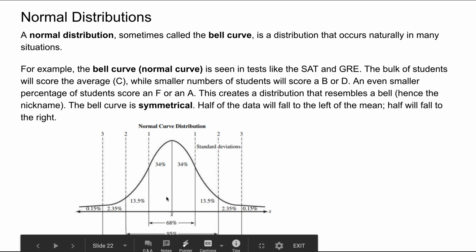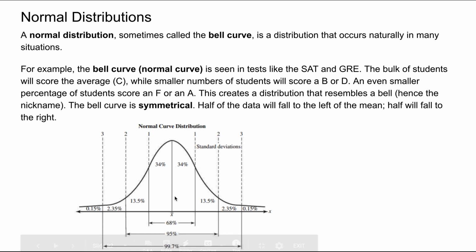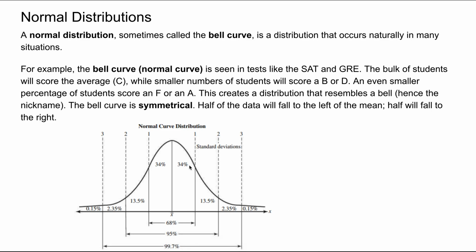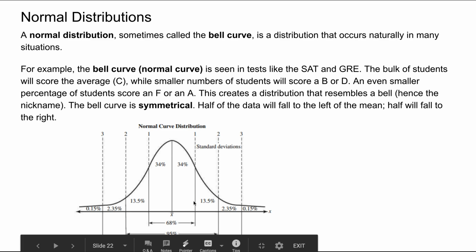On a normal curve, about 68% of the values lie within one standard deviation. So when you're looking at this number 1, that means it's within one standard deviation. Because it's symmetrical, you can see that half of 68% is 34%. So you have 34% and 34%. Together, 68% is within one standard deviation.